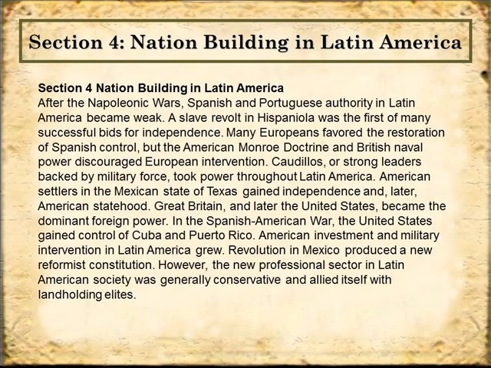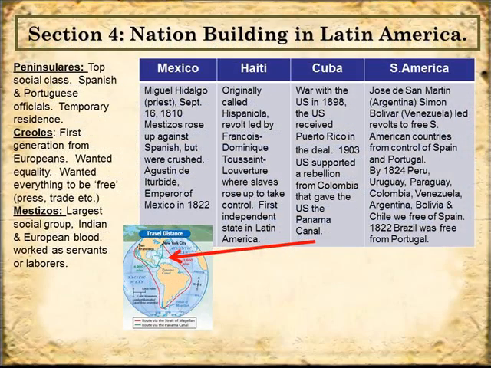Revolution in Mexico produced a new reformist constitution. However, the new professional sector in Latin American society was generally conservative and allied itself with long-holding elites. And again, here is an overview of many of the places found in Latin America.